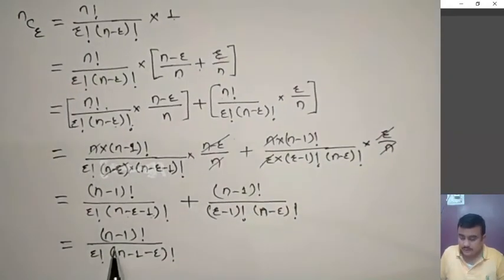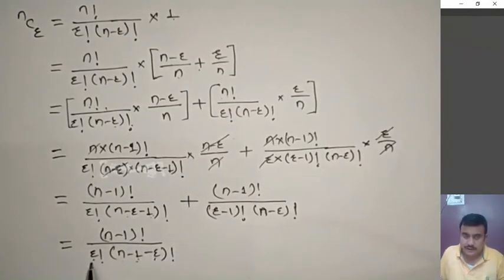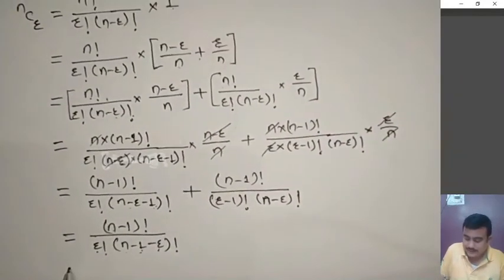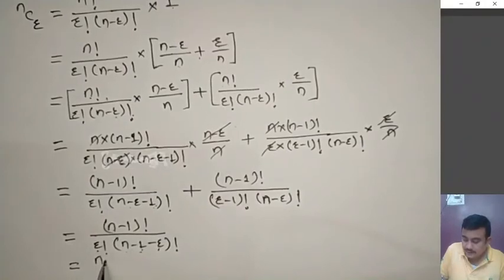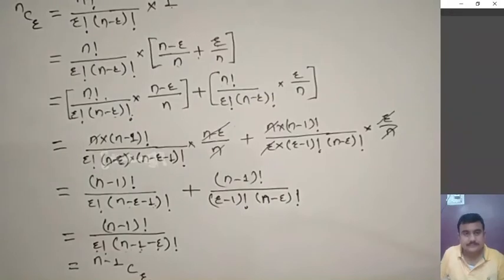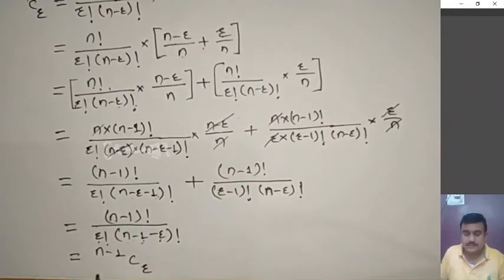In the numerator side we have n minus 1, that's why we have rearranged this n minus 1, and on the denominator side we have r, so we have written only r minus r, that's why n minus 1, n minus 1, r, r. So n minus 1 factorial divided by r factorial in bracket n minus 1 minus r factorial. So we can write this as n minus 1 C r. This is our first term.